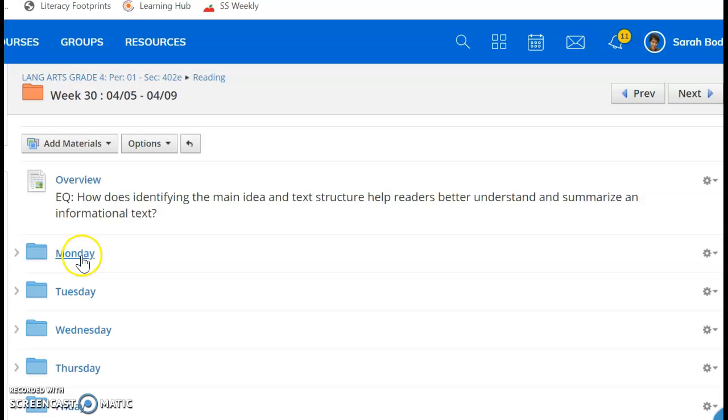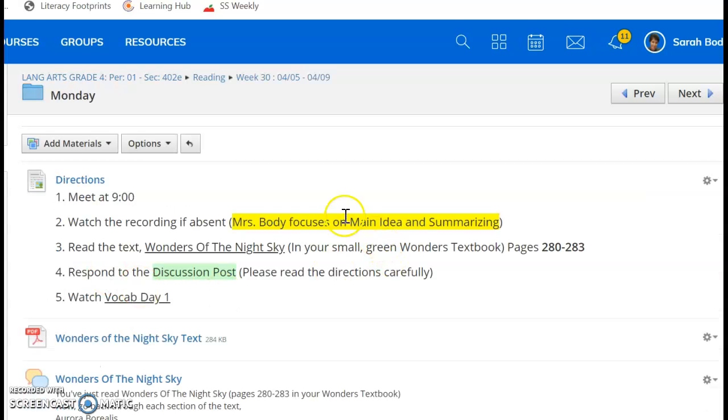All right, so when we take a look at Monday's folder, on Monday during our live meeting, we are going to be introduced to a text. It is not the text that you will be reading today and tomorrow, it's a different one. And we're going to focus on main idea, or what the text is mostly about, and how we can summarize the text. So again, focusing on main idea and summarizing on Monday.